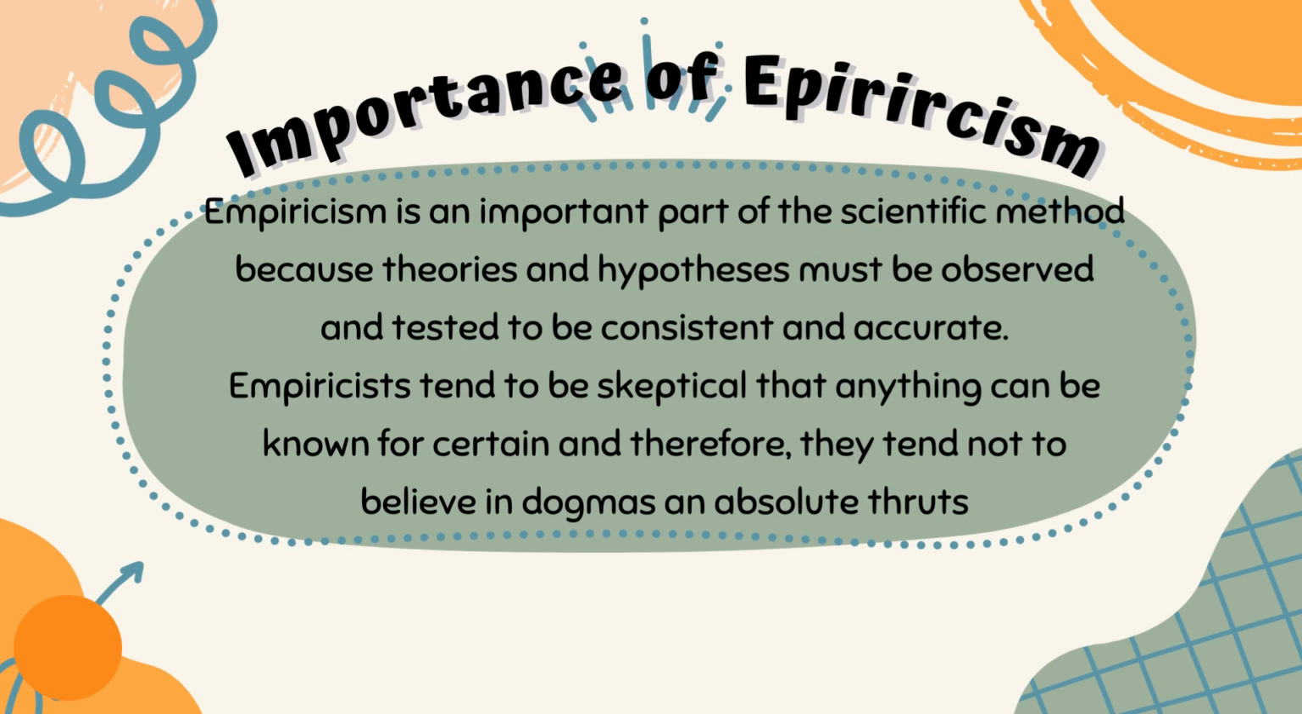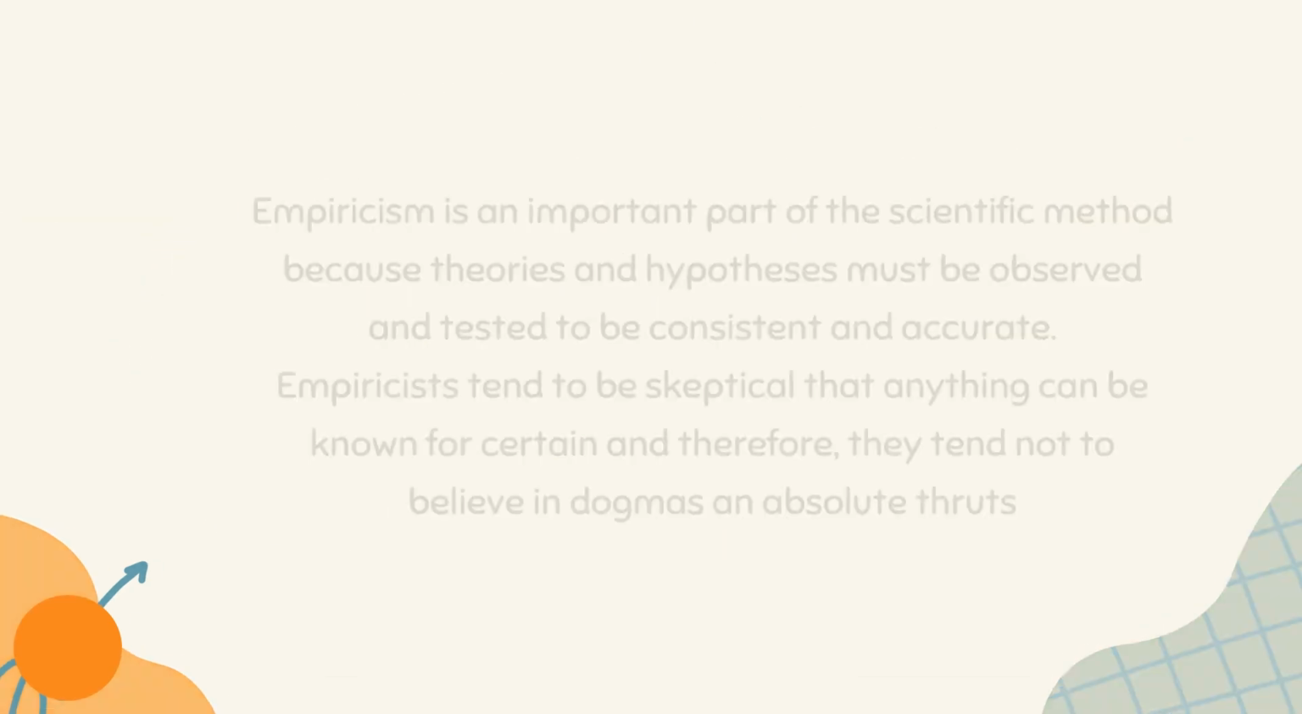Now let's move on to the importance of empiricism. Empiricism is an important part of the scientific method because theories and hypotheses must be observed and tested to be consistent and accurate. Empiricists tend to be skeptical that anything can be known for certain, and therefore they tend not to believe in dogmas and absolute truths.